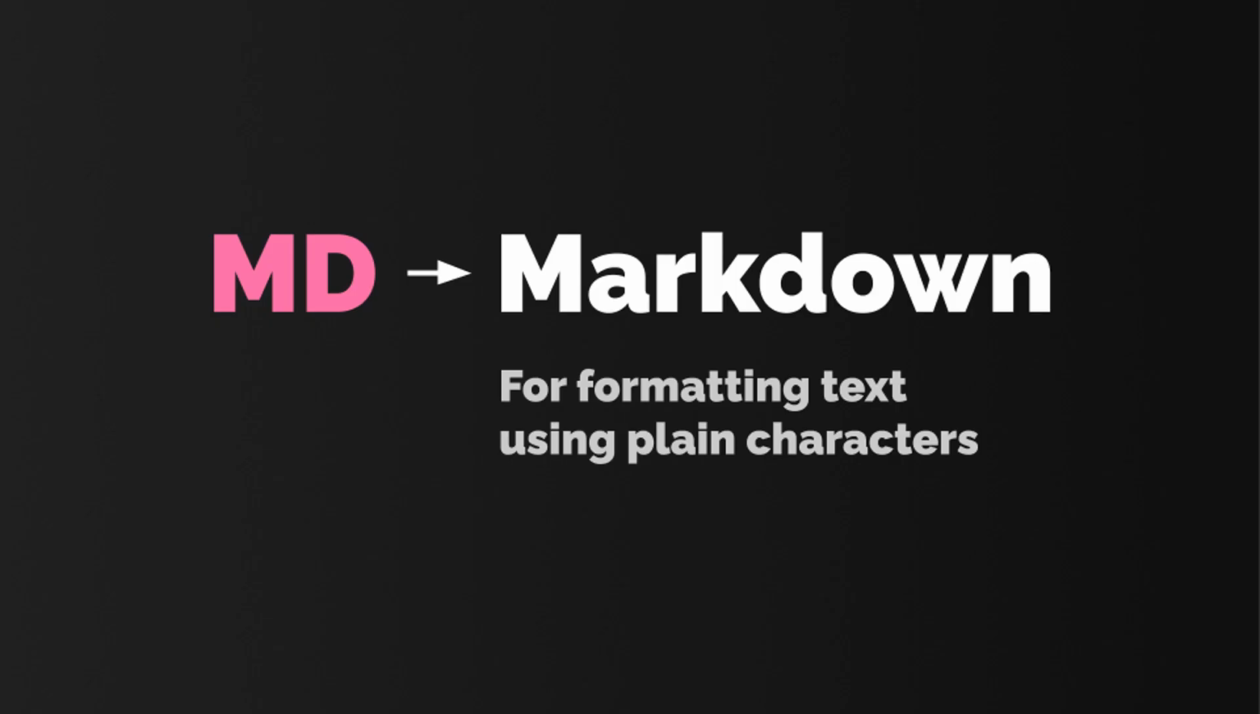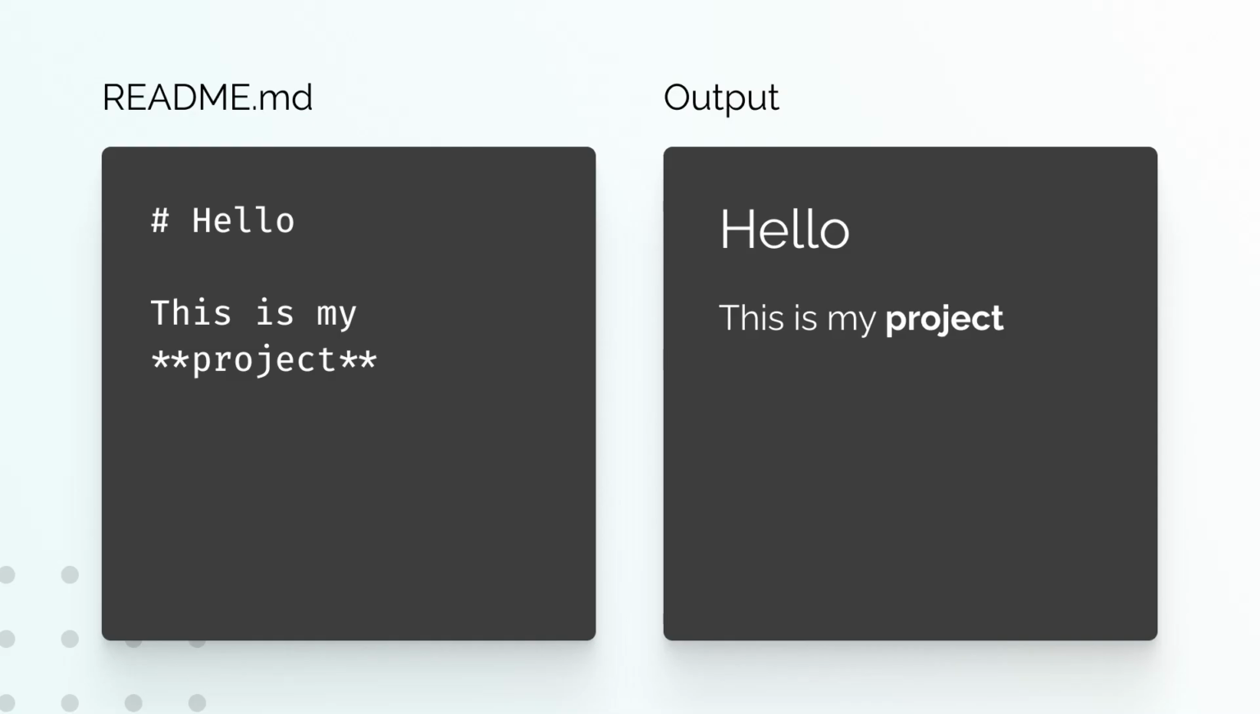Quick tip: the MD in readme.md stands for markdown, which is something we can use for formatting text using just plain characters. For example, if I have to make a text bold, I can enclose it between double asterisks. Or to create a heading, I can prepend the line with a hash. It is this text-based formatting that has made it a quick and easy to use format for readme files.